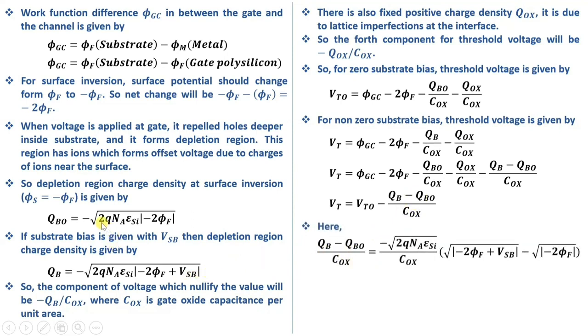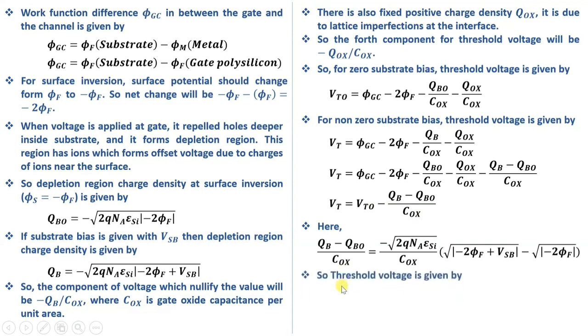In that, if you take 2QNA epsilon SI common, you will find this is minus square root of 2QNA epsilon SI divided by COX, and into it, QB minus QBO is there. So QB has this component, square root of this component, and QBO has this component, which is different compared to this. So minus square root of this component. So QB minus QBO is this as per these two formulas. Now we can place this inside this equation.